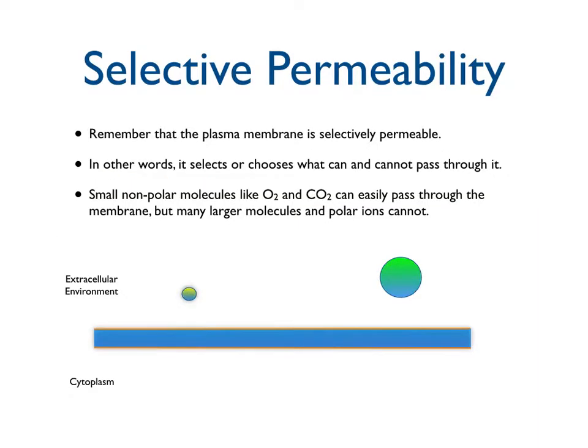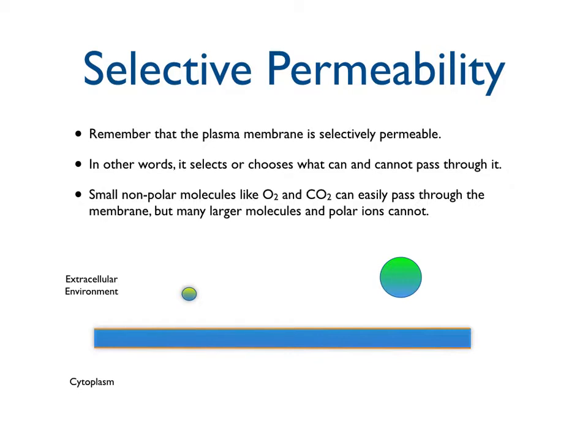Remember that one of the main properties of the plasma membrane is that it is selectively permeable, which means that it only allows certain things to move into and out of the cell. For example, water can easily pass through the plasma membrane, as can small nonpolar gases like oxygen and carbon dioxide. Large molecules like glucose and proteins and charged particles like sodium and potassium ions, however, cannot freely pass through the plasma membrane.